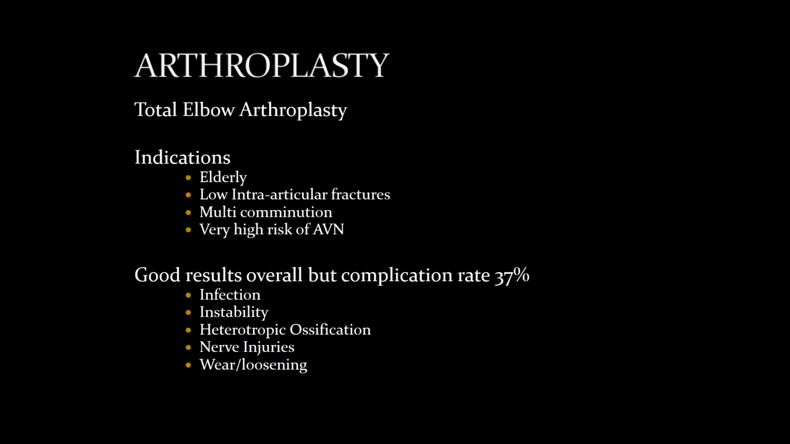Infection is high because of the proximity to the skin, instability, myositis, heterotropic ossification, nerve injuries are common, and loosening is a problem in the elbow because it is actually very constrained on both sides. So therefore you get rotational instability with them.